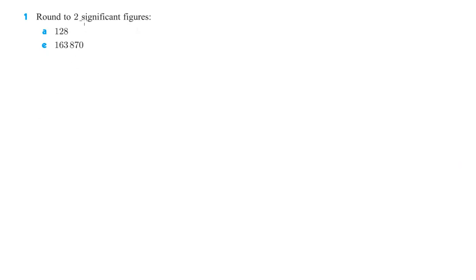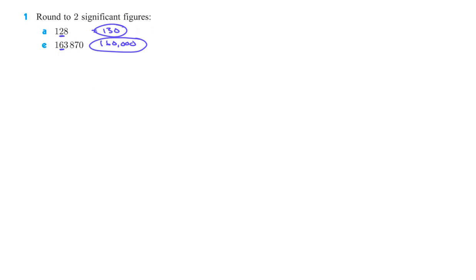Round to 2 significant figures. So remember, significant figures is start from the left, find the first non-zero. That's the first significant figure. That's the second significant figure. So this would round to 130. Okay, and then first significant figure, there's the second significant figure after that. So this would be 160,000 would be 2 significant figures on that one.